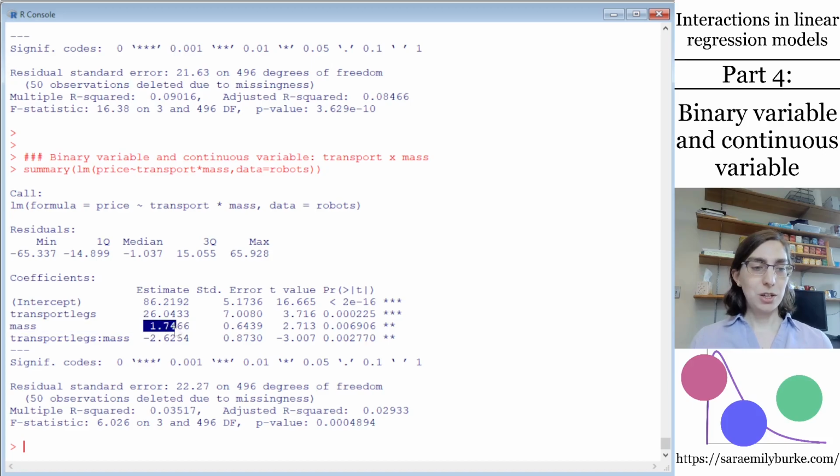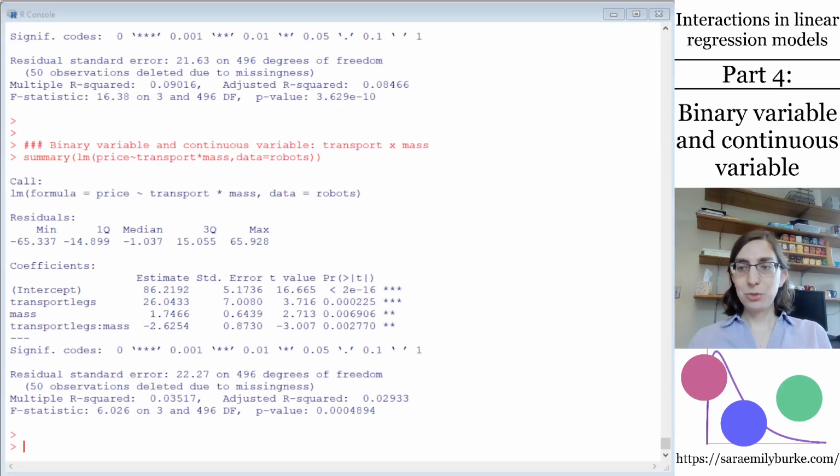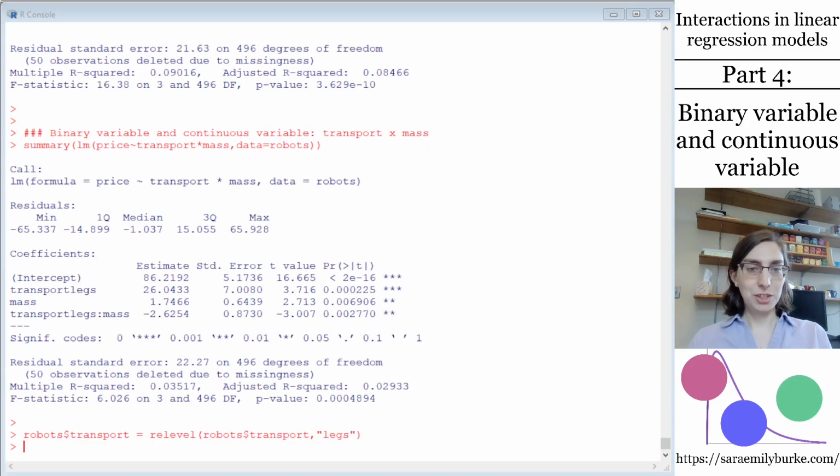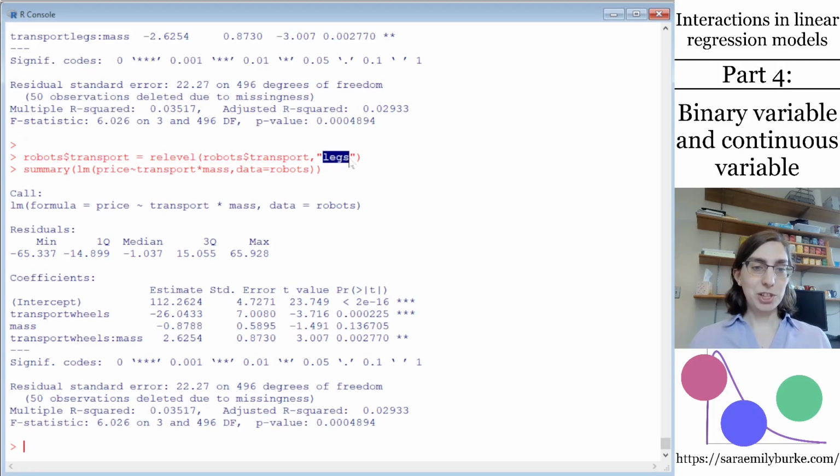And that means that 1 extra kilogram of mass tends to cost about $1.75 more for those robots that have wheels. To focus on the interpretation here, I might imagine specifying the reference category of transport on purpose in order to interpret that slope for mass. Here, I've specified the reference category to be legs and then refit the model. So now transport is a factor just like it was before, but its reference category is legs, which means the contrast transport wheels will be included automatically, which has wheels as 1 and legs as 0.